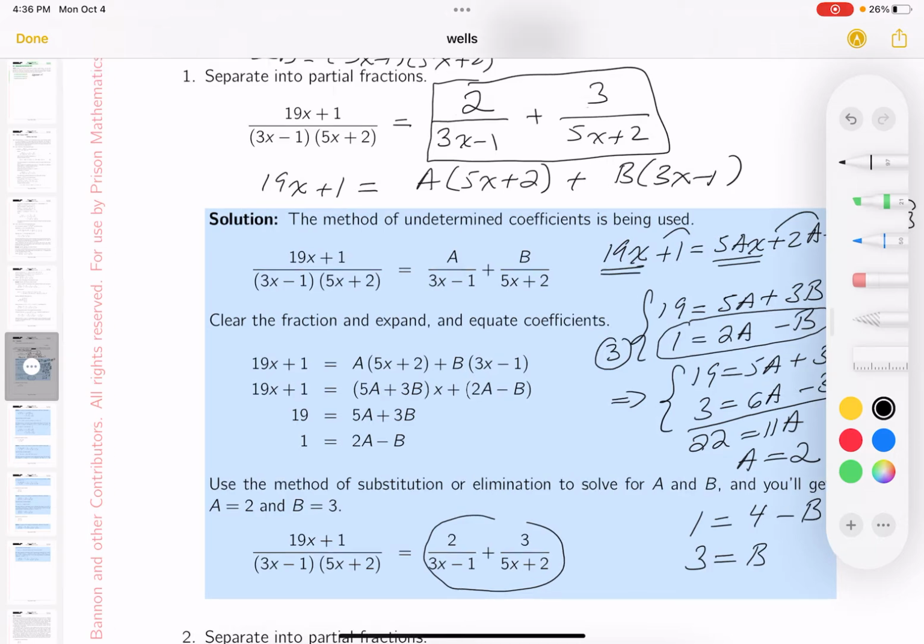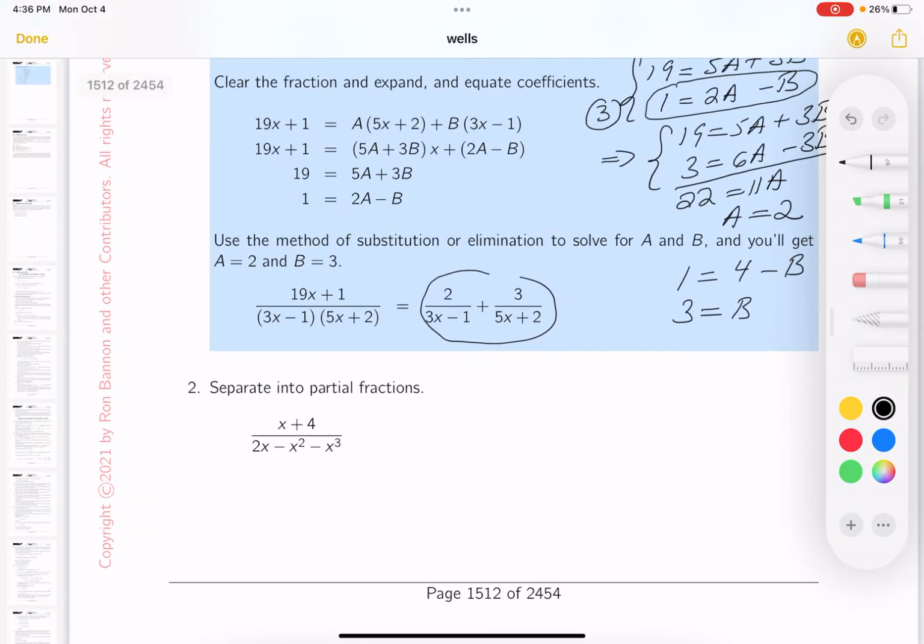By the way, this is not my favorite technique. I'm going to do the next one, and I'll talk about my favorite technique. But again, your mileage may vary. You may say, I want to do it differently than you're doing it. The first thing I got to do is I got to factor the denominator.